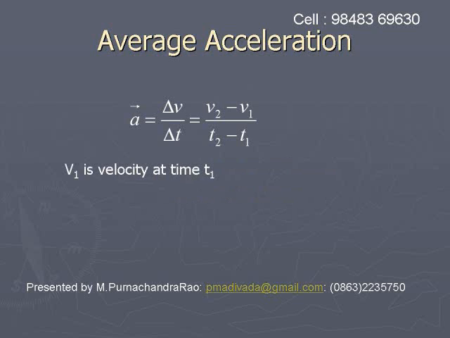If v1 is the velocity at time t1 and v2 is the velocity at time t2, then v2 minus v1 is the change in velocity and t2 minus t1 is the time taken. So, the relation for average acceleration becomes equal to v2 minus v1 by t2 minus t1.